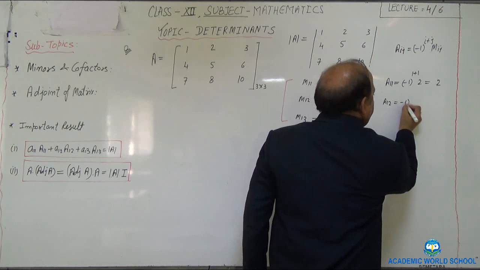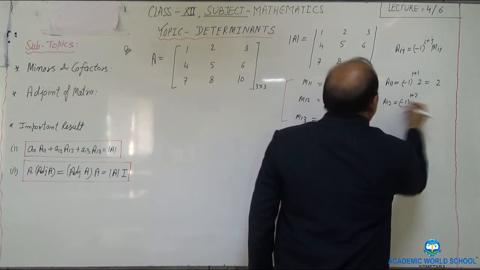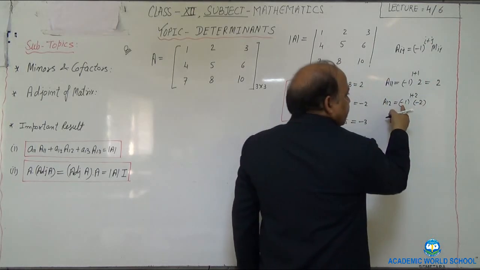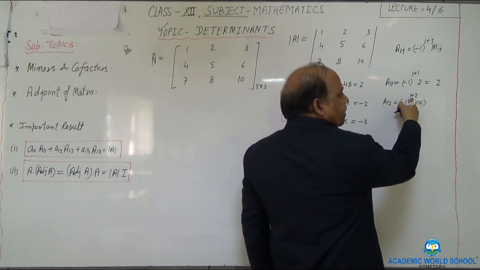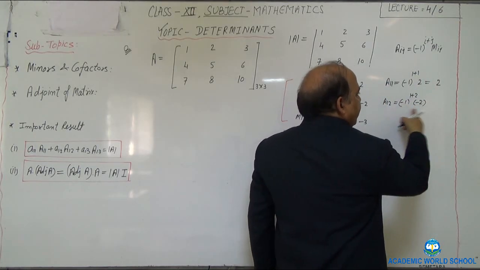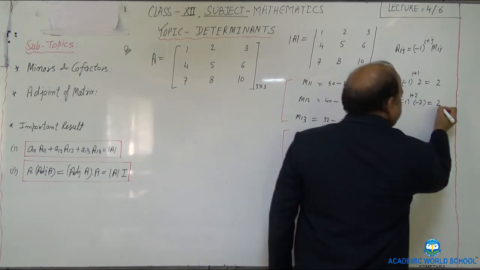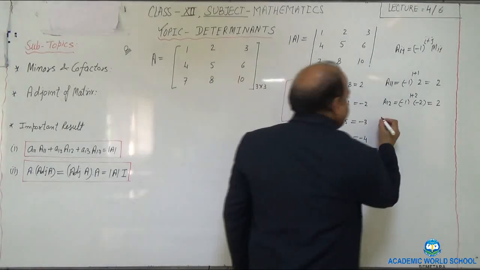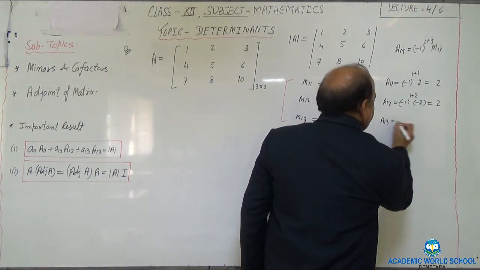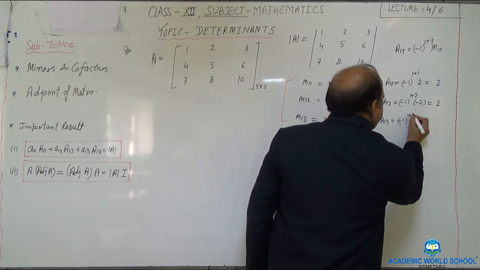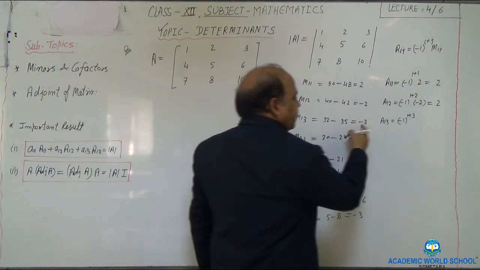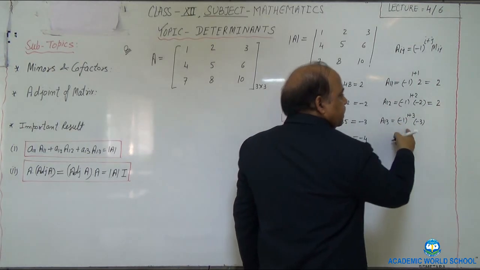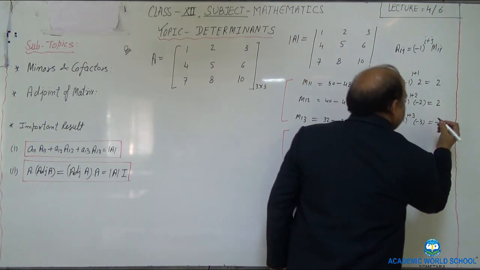A12 is minus 1 to the power 1 plus 2, and then this minor is minus 2. Look at this. This is negative because the power is odd, and minus minus becomes plus, so its value becomes 2. Clear? Look at the next one, A13, which is minus 1 to the power 1 plus 3, and the minor is minus 3. This is an even number, therefore no change. It will remain as it is, that is minus 3.